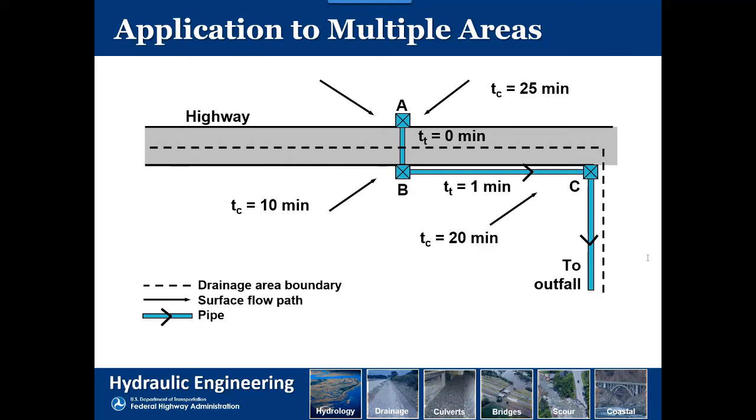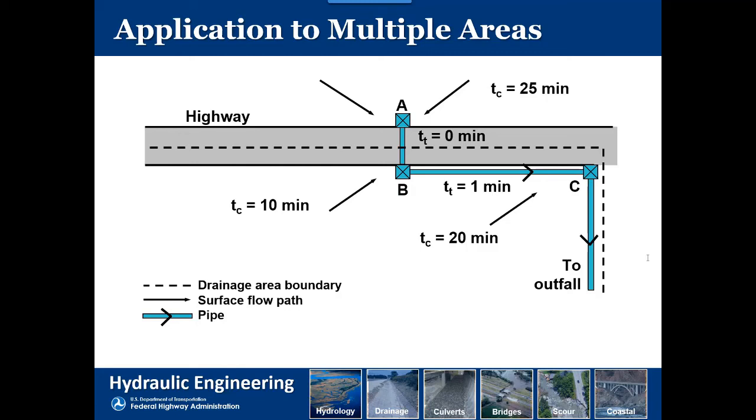The other thing you have to remember is that if you are trying to find the time of concentration to pipe CO, you don't look at just the time of concentration of the area going to inlet C. You have to look at the entire area that's contributing to the flow in the pipe that's going from C to O. And you pick the longest time of concentration as well.